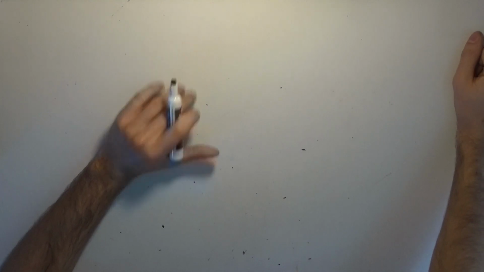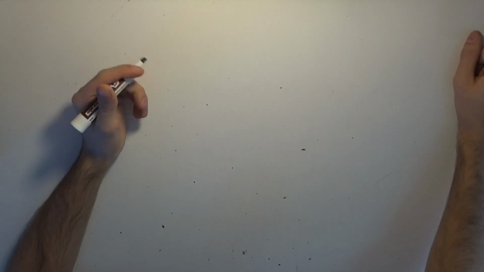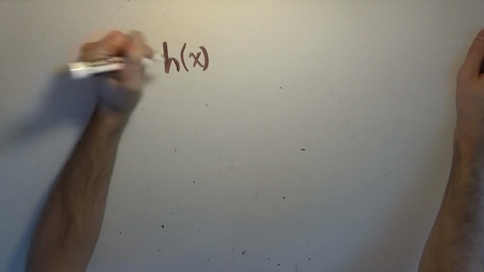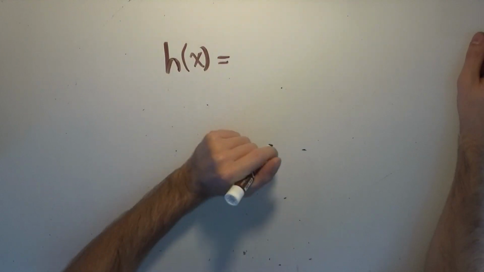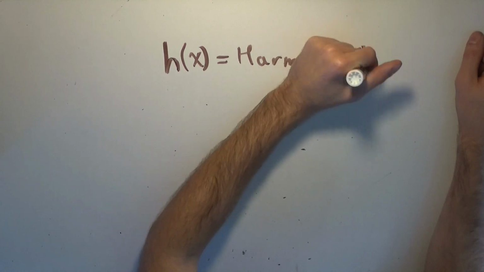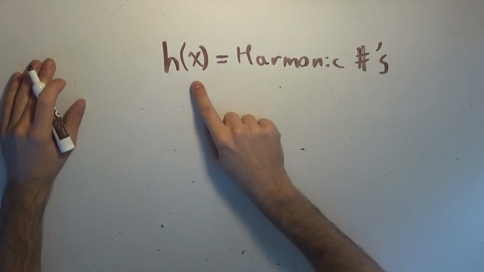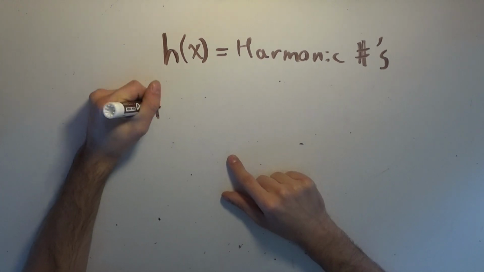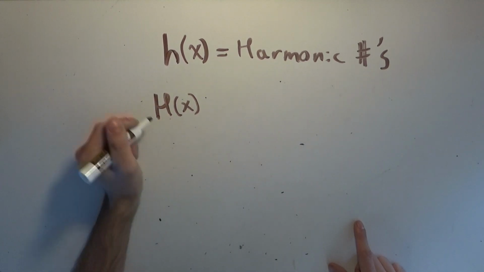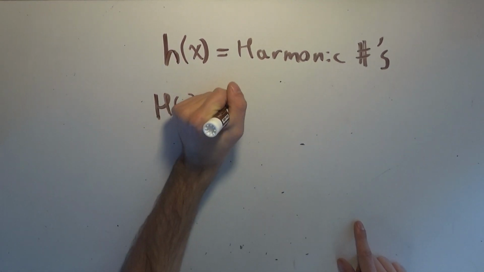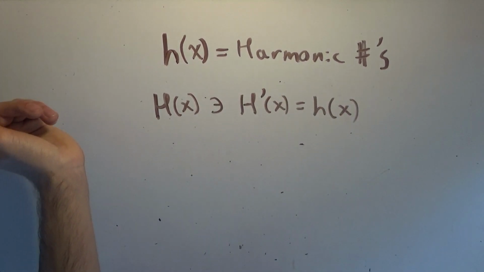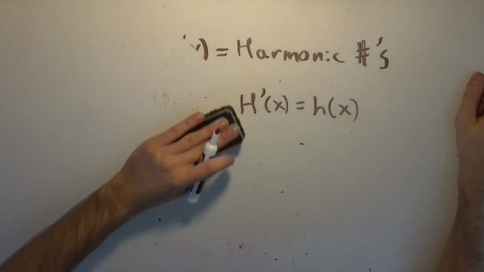So today I need to define a certain thing so we can use symbols a little later on. We're going to define the harmonic numbers today to actually be lowercase h of x. That's how we're going to talk about the harmonic numbers. Right? These are the harmonic numbers, h of x. And capital H of x will be the antiderivative of little h of x. So we're going to have capital H of x such that the derivative of capital H of x equals little h of x.